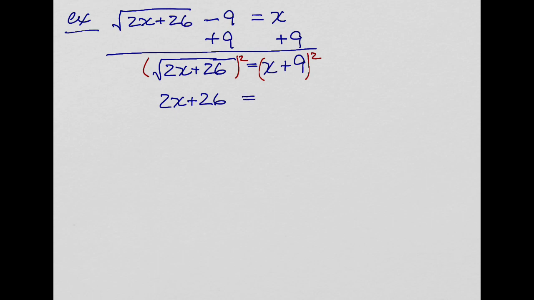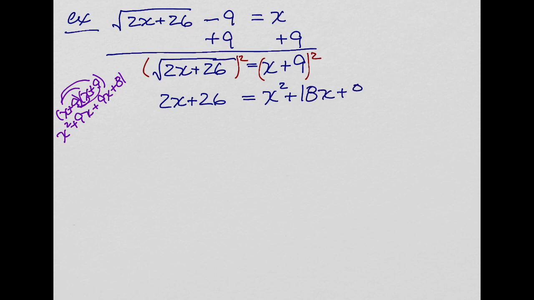If you can do that in your head, that's wonderful. If you can sometimes do it in your head, come off to the side here and go, okay, that means x plus 9 times itself. And I'm going to get x squared plus 9x. When I distribute the 9, I get another 9x, and 9 times 9 is 81. I'll combine my like terms to get x squared plus 18x plus 81. Now the square root's gone.